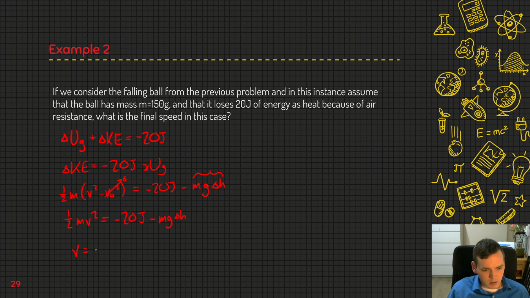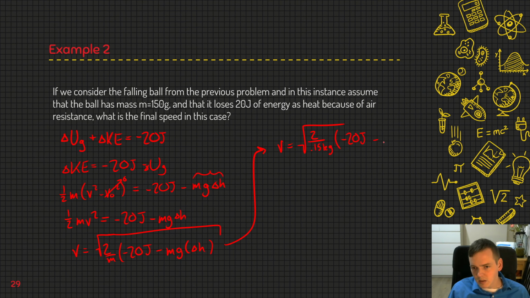V is equal to the square root of 2 divided by m times negative 20 joules minus mg times negative, in this case, 10 meters. And let me actually leave that as a delta x for a second so I can do all the substitutions at once. So v is equal to the square root of 2 over 0.15 kilograms times negative 20 joules minus 0.15 kilograms times 9.8 meters per second squared times negative 10 meters because it's going downwards.